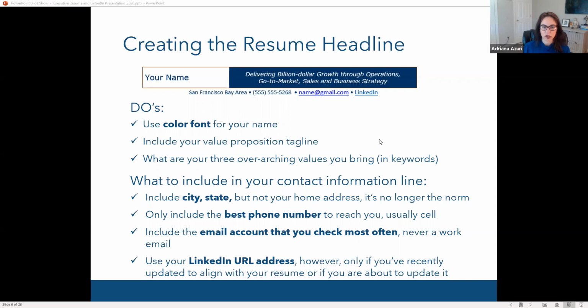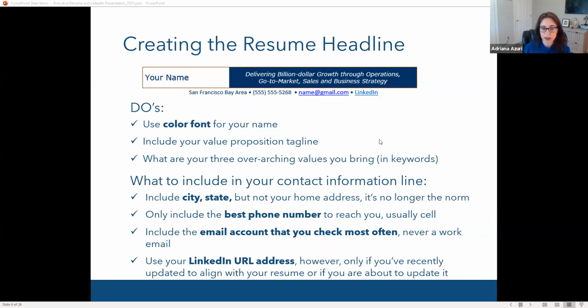So some do's and don'ts: you want to include your name. You want to include your tagline. For instance, think of yourself as the three overarching values that you bring to a job, that you bring to your organization. What are those things? In this instance, for him, it was operations, go to market, sales, business strategy.